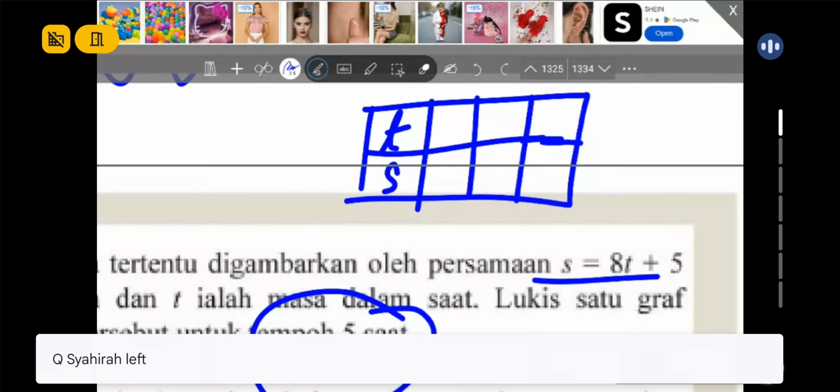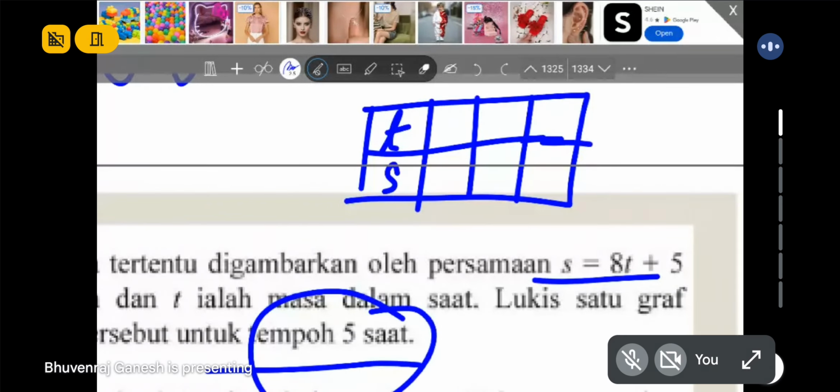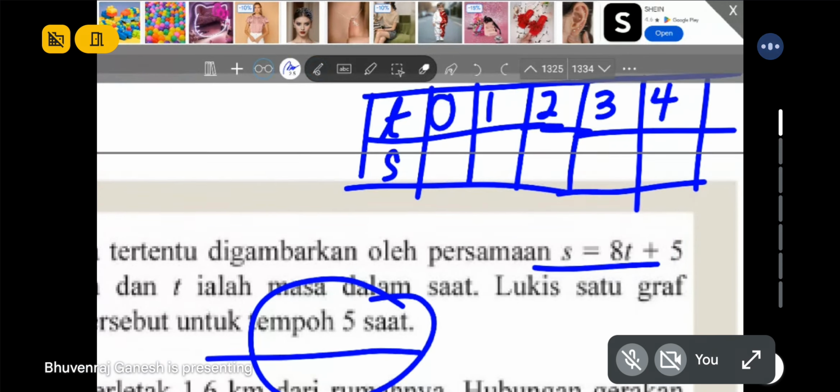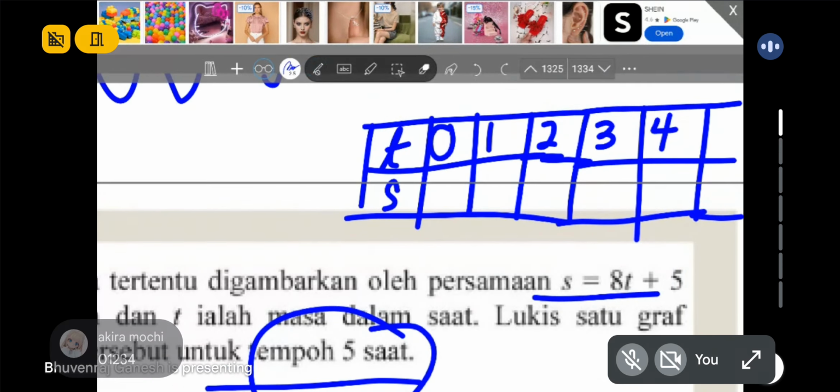Okay, so anyone? Can you tell me some points? Boleh bagi cadangan? Titik apa saya kena plot? Yang paling senang lah, guys. Okay. The simplest one, you just use 0, 1, 2, 3, 4, 5. Am I right? This is the simplest format. You must do until 5 seconds, guys, because the question says 5 saat.